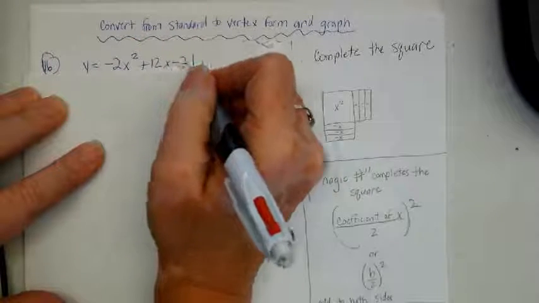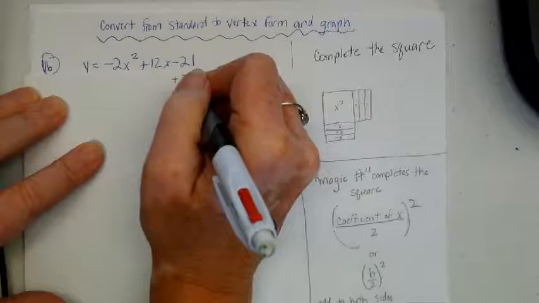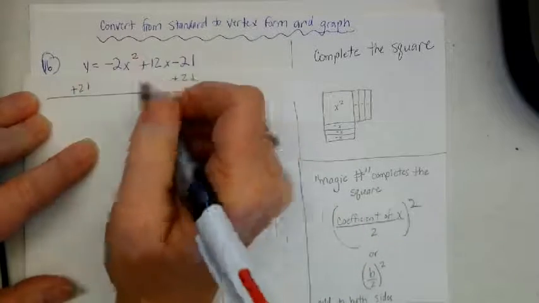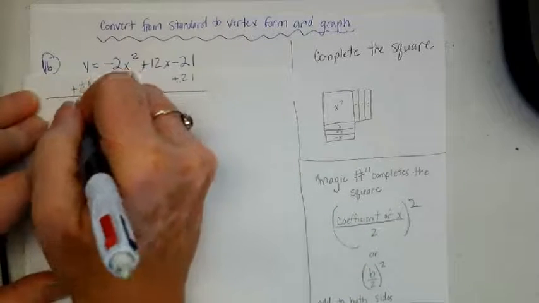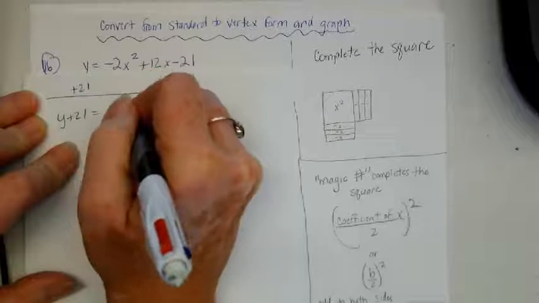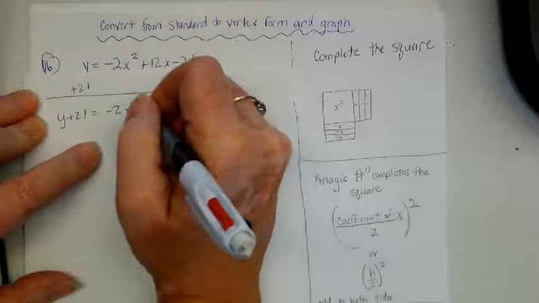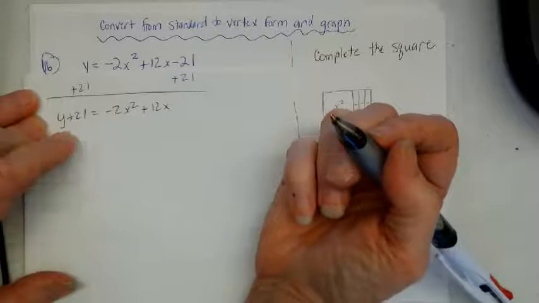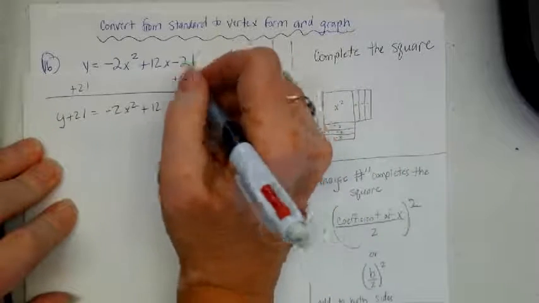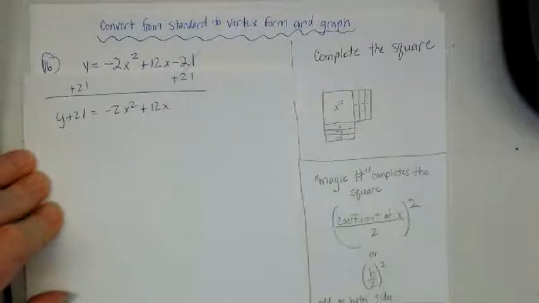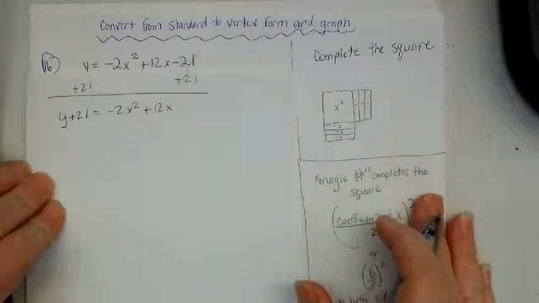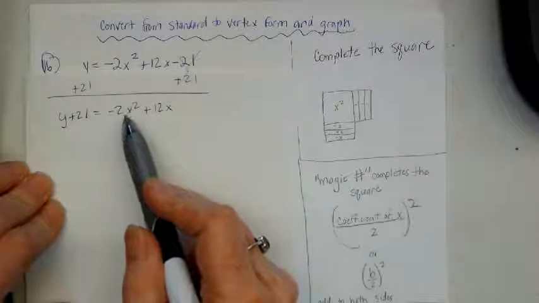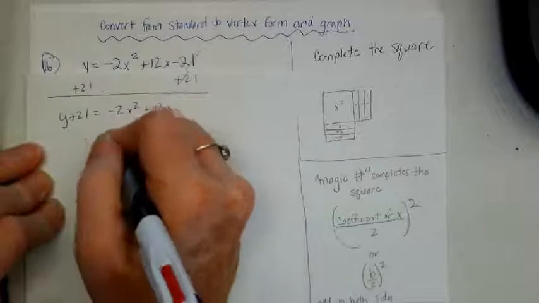I'm going to start out by adding 21 to both sides. So I get y plus 21 equals negative 2x squared plus 12x. Now I'm ready to get rid of this negative 2 coefficient, so I'm just going to factor it out.